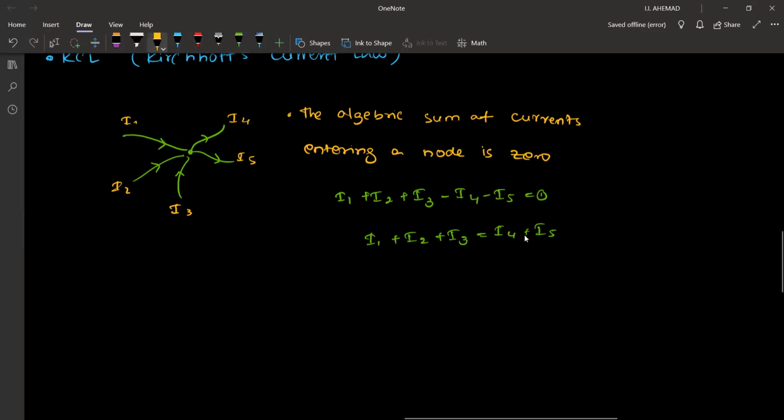So here, this law is actually based on charge conservation. The charge coming to the node has to leave the node, right? Both the charges have to be equal. So that's the simple idea. The law is based on charge conservation.